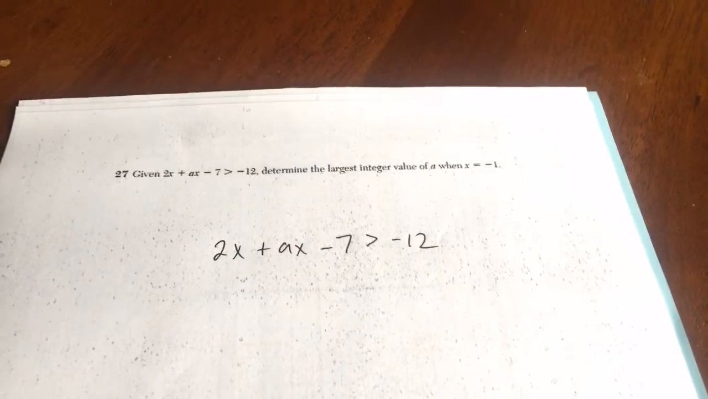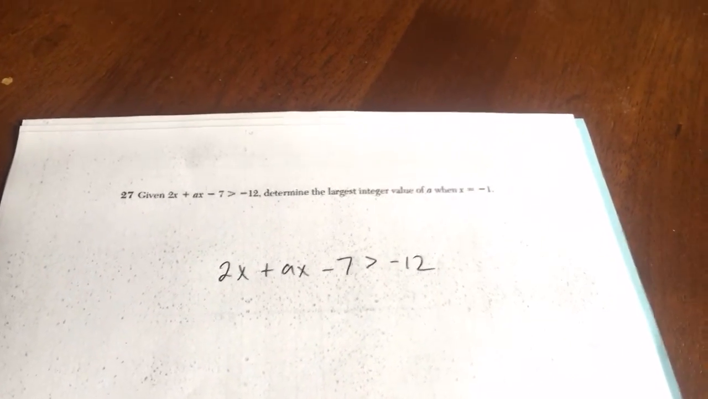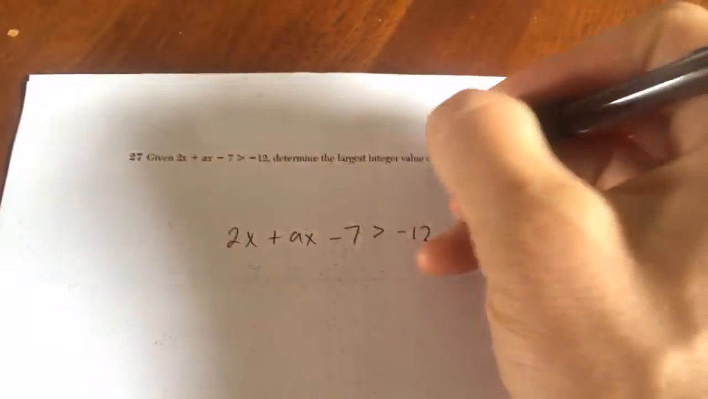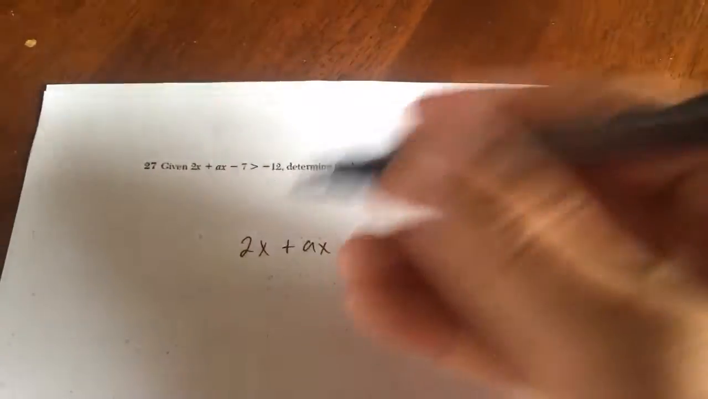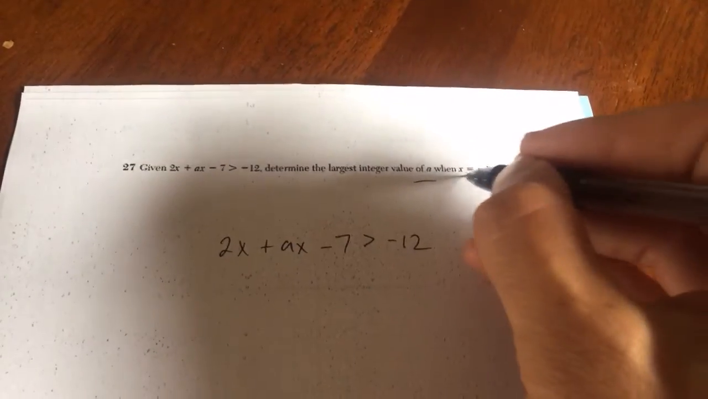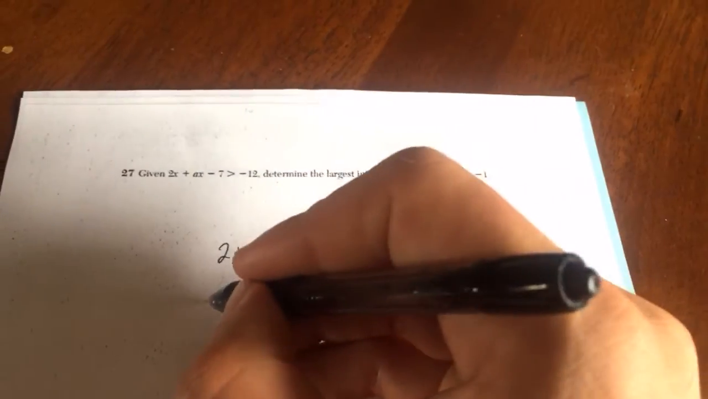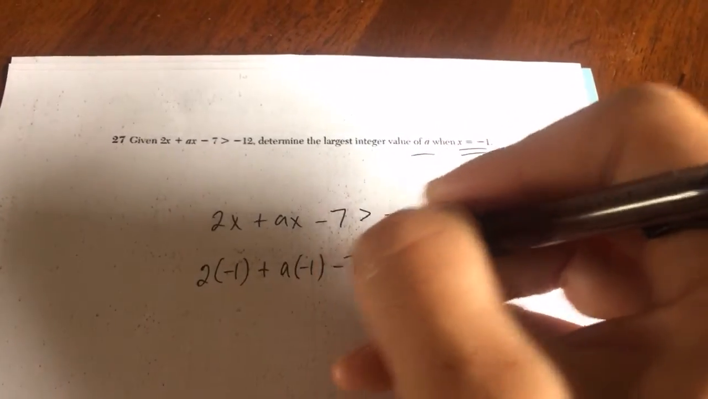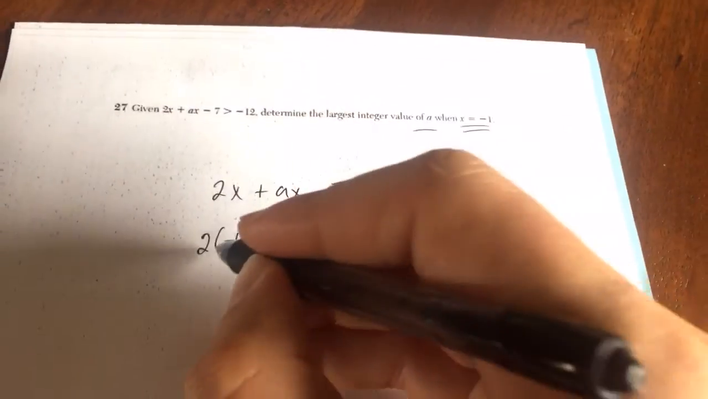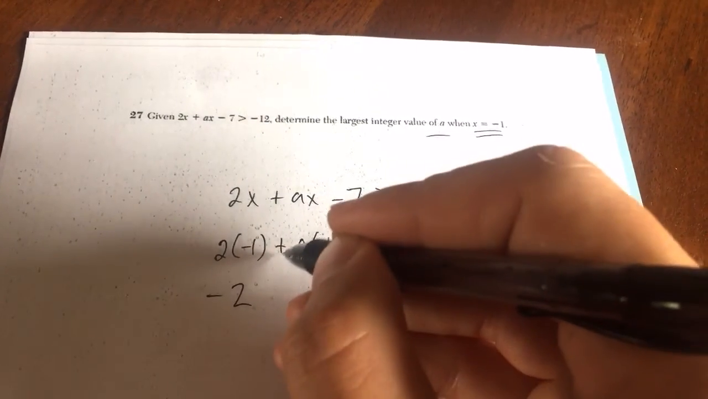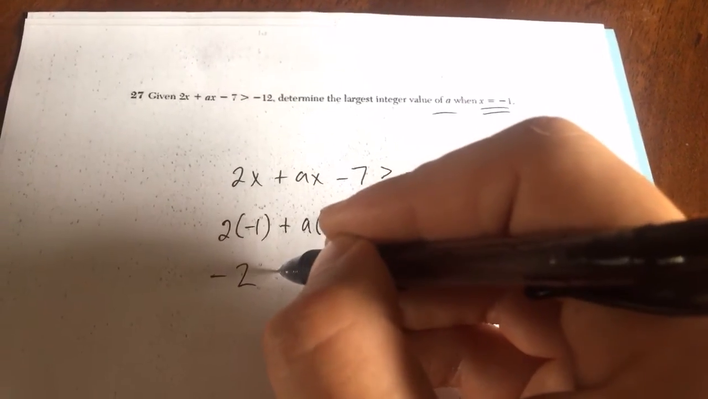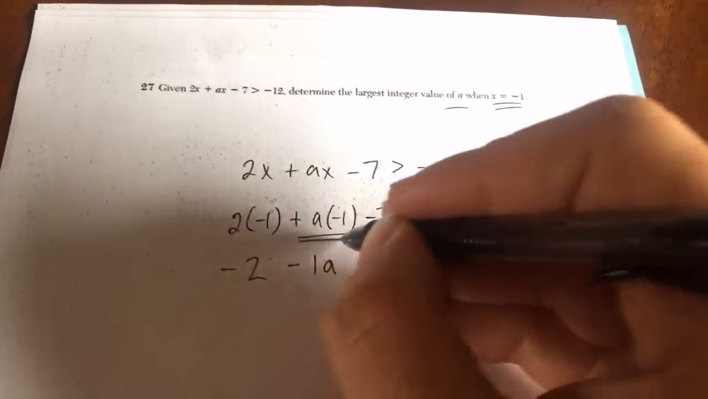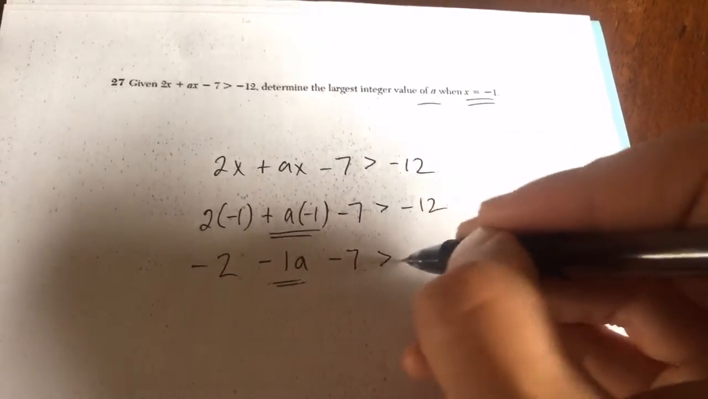Number 27, when this question first came out, I was disappointed by it. I think it's a fair question, but they trick you because you have to solve for a, and they give you an x. So let's see what we got here. Let's plug in x equals negative 1. 2 times negative 1 plus a times negative 1 minus 7 is greater than negative 12. 2 times negative 1 is negative 2. I'm going to call this minus 1a. Minus 7.